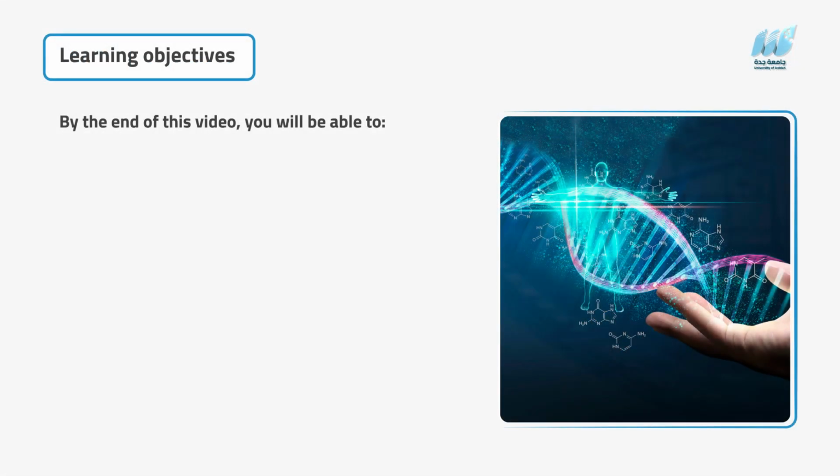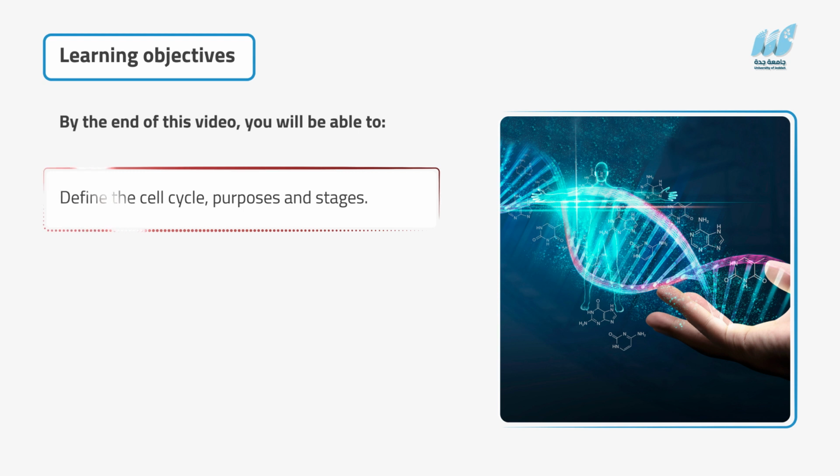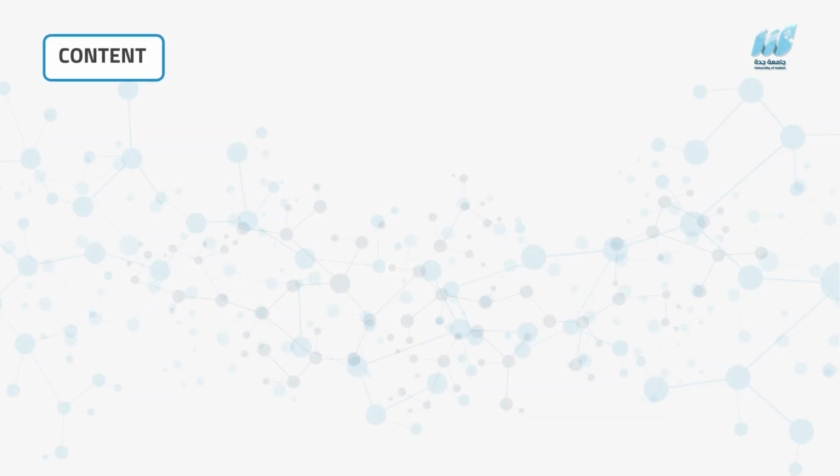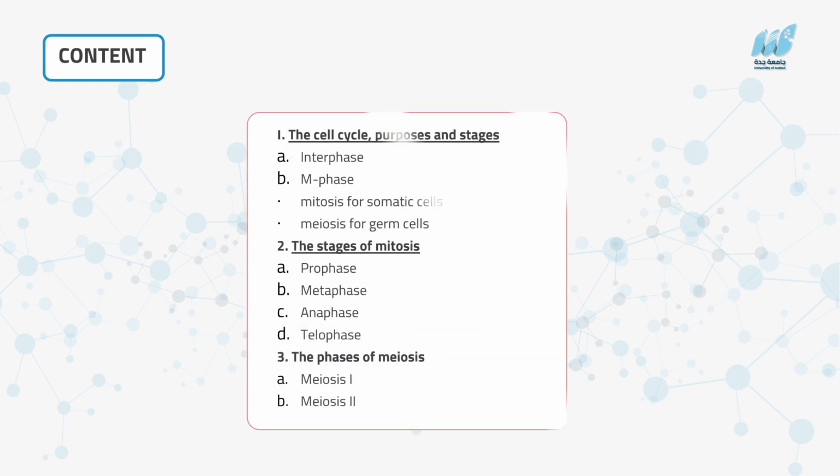By the end of this video, you will be able to define the cell cycle, purposes, and stages, and identify the stages and phases of mitosis. The content of this lecture includes the cell cycle, purpose, and stages. It includes interphase and M phase. Second, the stages of mitosis. And lastly, the phases of meiosis.